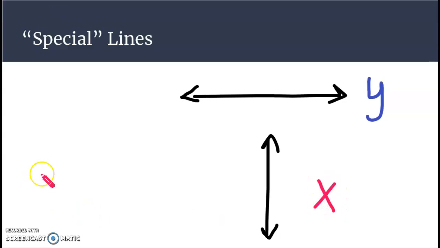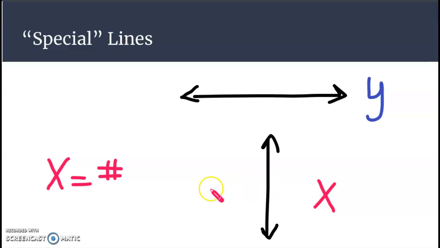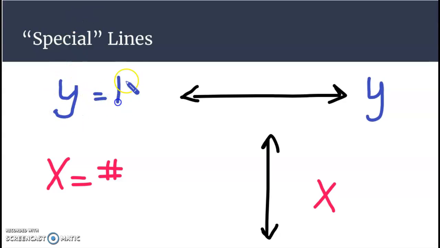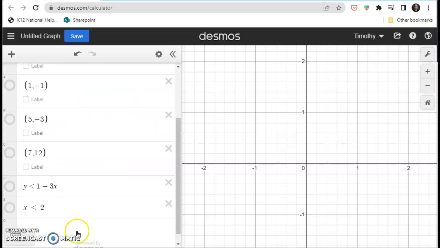The exact format is going to be x equals some number, and the number is wherever it crosses the x-axis. For horizontal lines, we're going to have y equals a number, and that number is where it crosses the y-axis. So why don't we mess around on Desmos a little bit just to see this in action here.